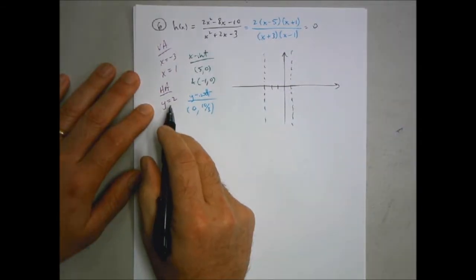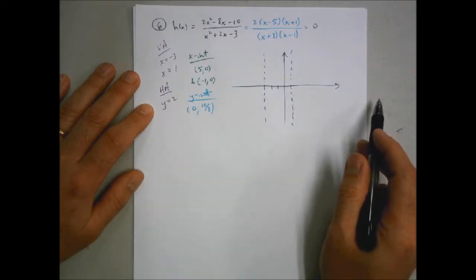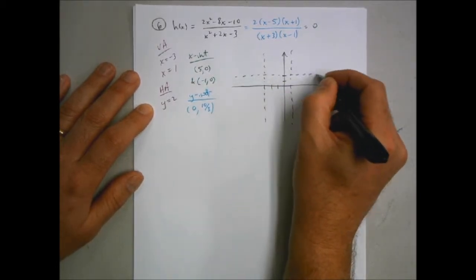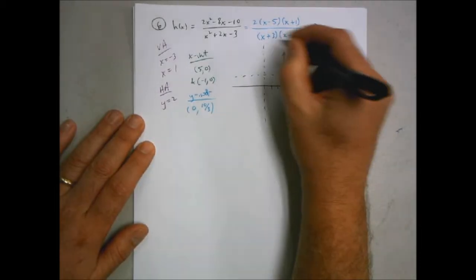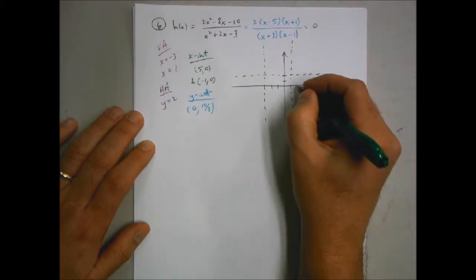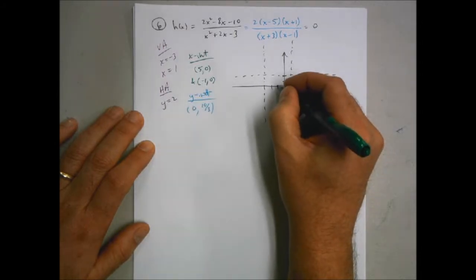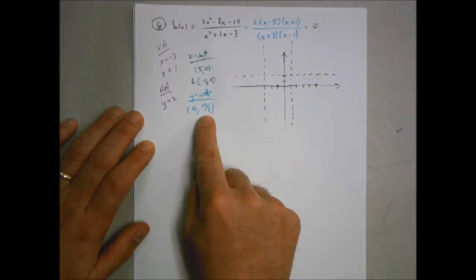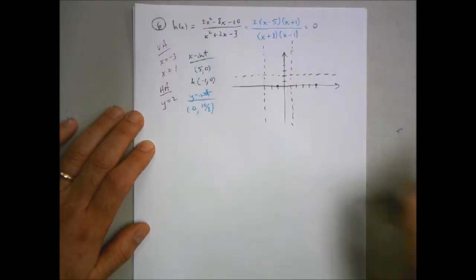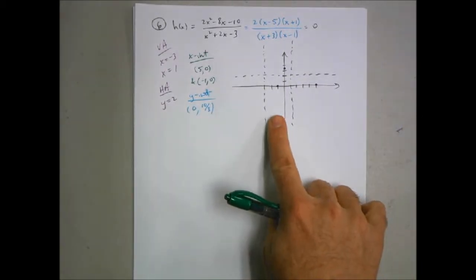Plotting points, 5, 0. Negative 1, 0. And 0, 10 thirds, which is 0, 3 1/3. Let's start in the middle. So the x-intercept goes through because the multiplicity was odd. And here's a y-intercept right there. This one has to be a low to high in the middle because the x-intercept goes through and it has to go through that y-intercept as well.